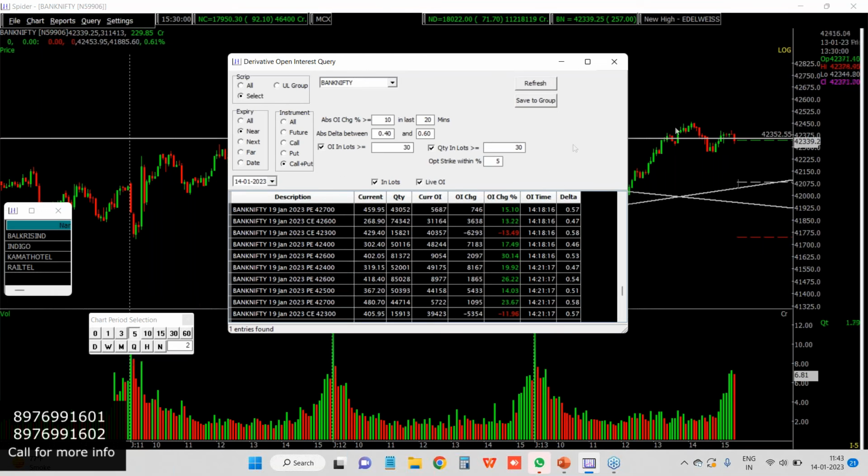So it will be bulk trade. So the momentum that you'll be getting over here in the chart would be fast. So you'll have to be quick with the entry and exit. And the strike price that you would be selecting would be the at the money strike price at any time. So this was derivative open interest query.